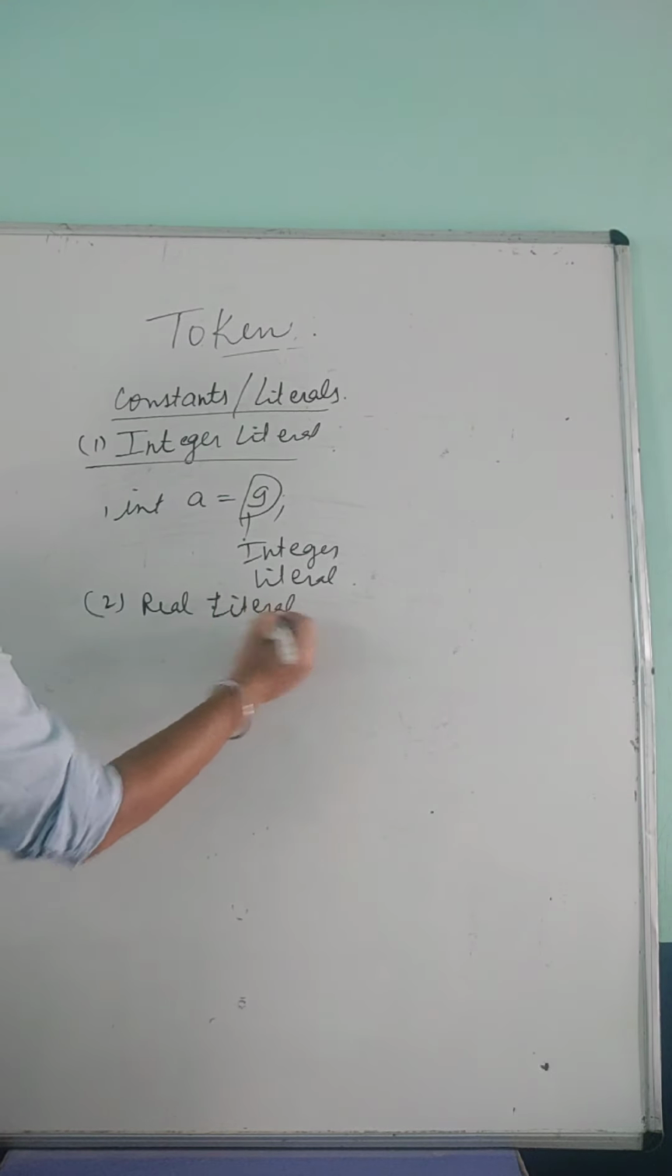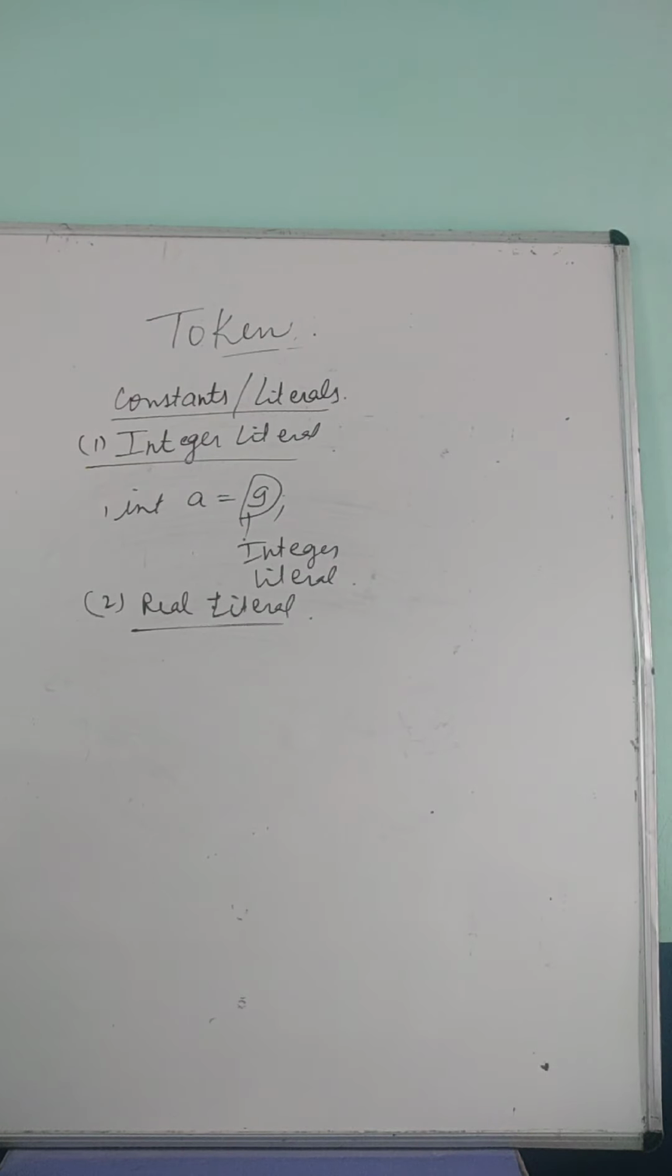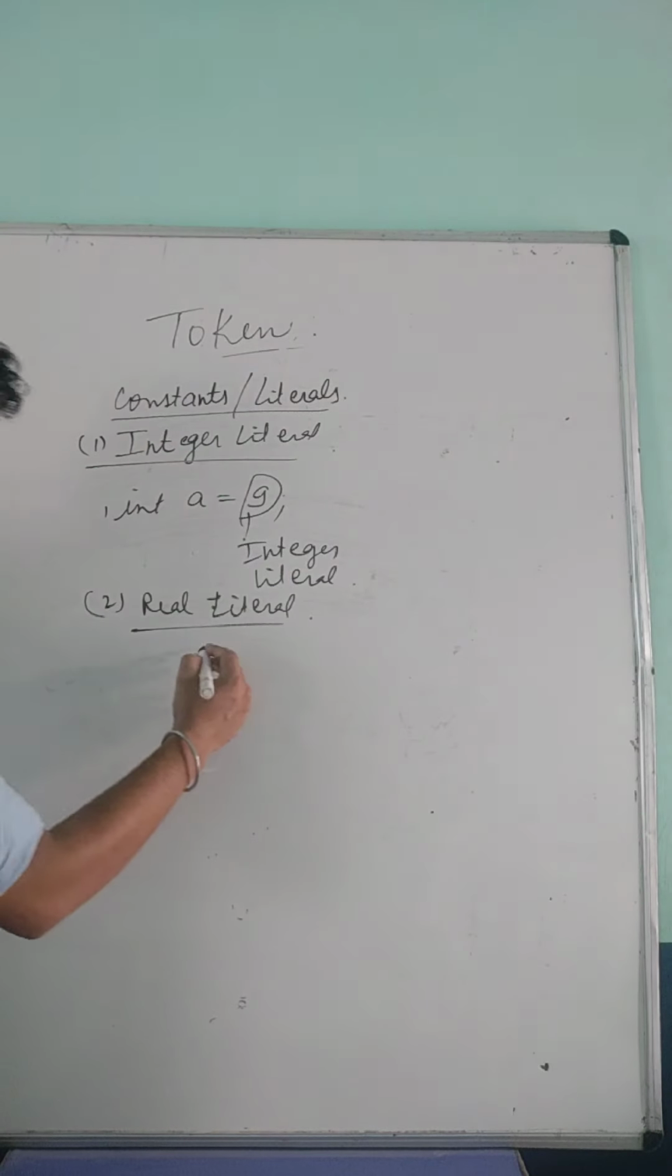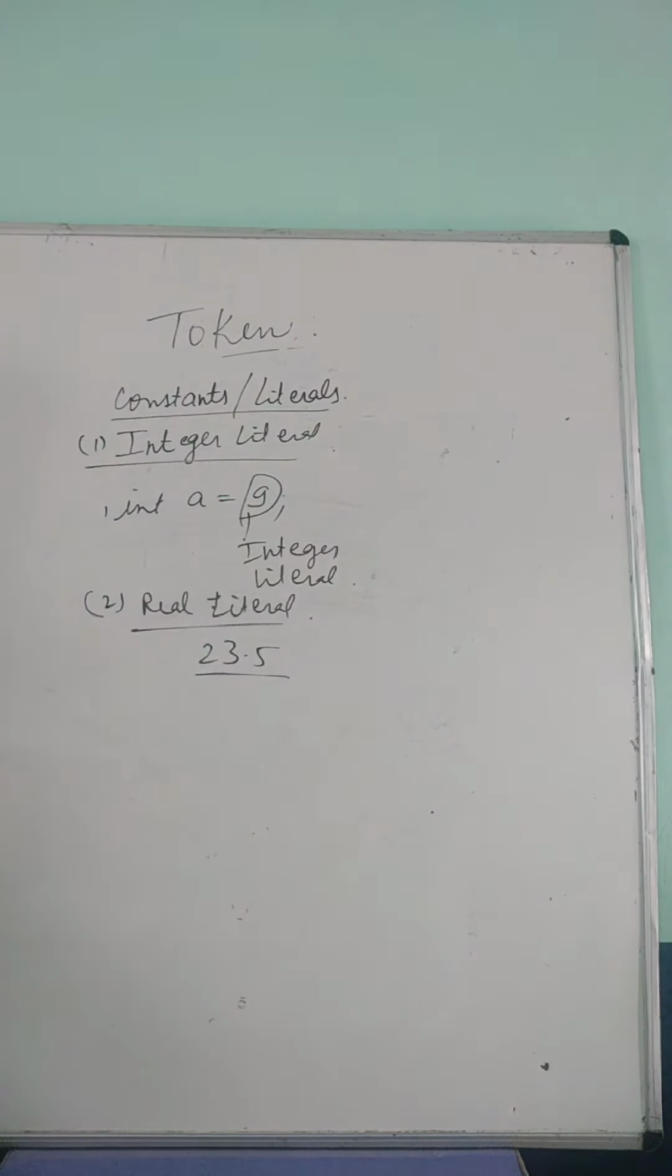What is the real literal? For example, I can say 23.5. So here it is called the real literal. A real literal refers to a sequence of digits which includes negative or positive values. However, it must have a decimal value also. We can also say that the integer value comes in real literals.